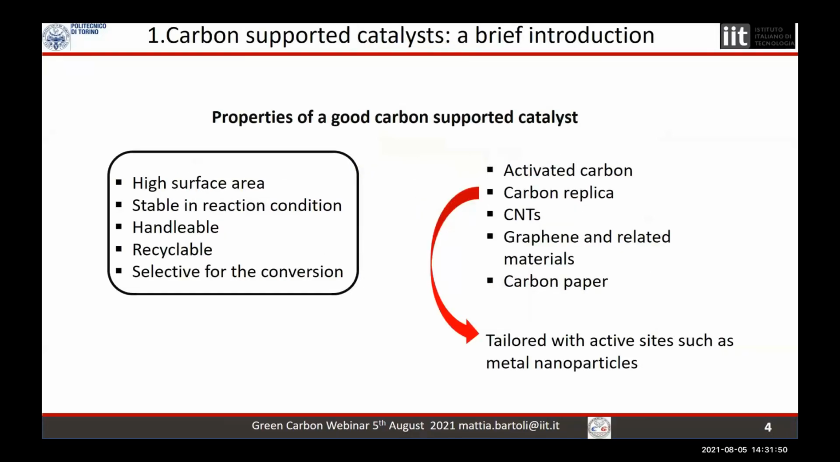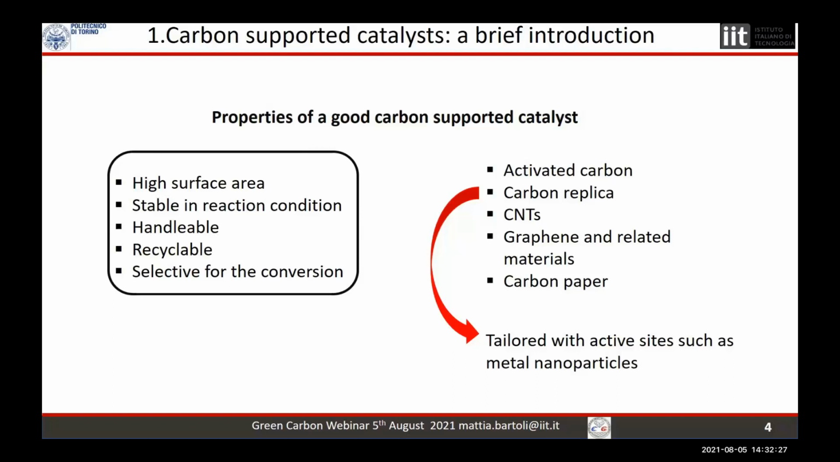Catalysts and carbon is a very ancient and interesting story. If you look around, there are two different kinds of support that are spreading in all industrial sectors. One is represented by inorganic materials like zeolite, and the other one is carbon. Why? The reason is simple: carbon can generally be produced with high surface area, as you saw in the previous presentation. It's quite stable under several reaction conditions. It's handleable, recyclable, and can be tuned to improve the selectivity of the reactions.